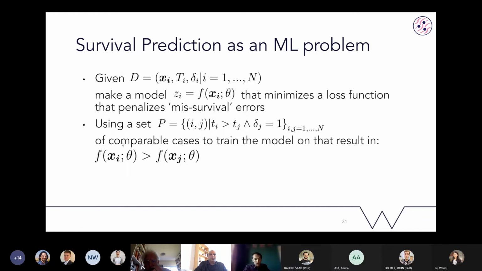And then what we want to do is, given that we know the survival time of I is greater than the survival time of J, we want to be able to compare the cases and train the model to give a result that f of xi is greater than f of xj, so our prediction.